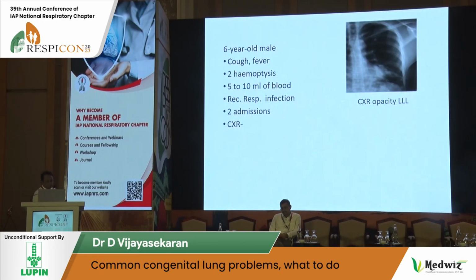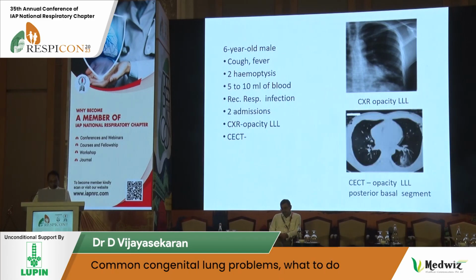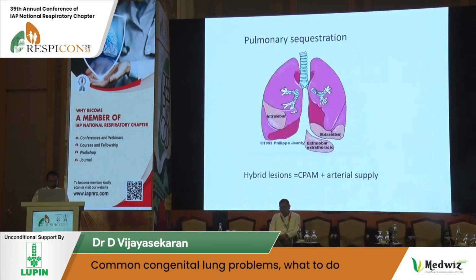This is a second case. You can take a 6-year-old presenting with a cough, fever, hemoptysis, like 2 admissions. Can you see that opacity? What is that? Just now they have been telling about the persistent pneumonia. See, whenever anything is happening in a younger age group, you always think of a congenital lesion, but somehow SECT has helped us. And sometimes CT angio or MRI angio will nicely depict that it is a pulmonary sequestration.